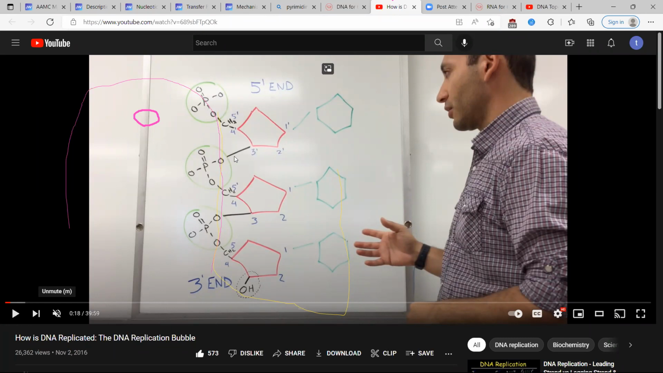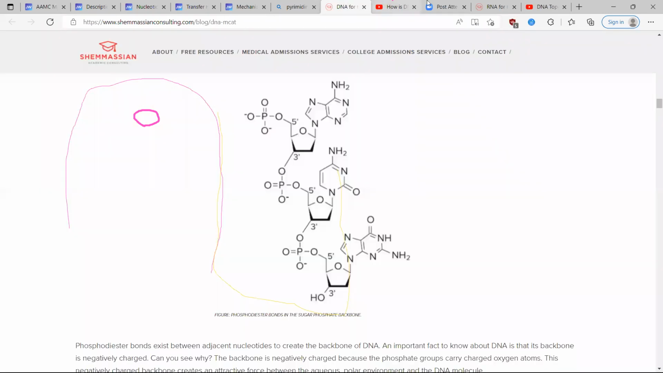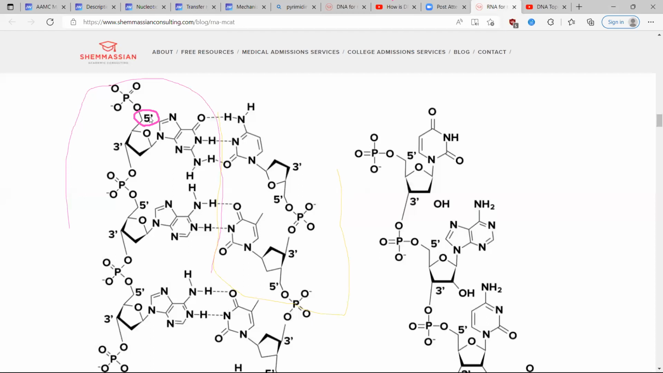You don't see the OH group here because it's attached to another phosphate. So the 3' hydroxyl, the OH group, attaches to the phosphate connected to the 5' end of the next nucleotide. So to show you that over here, we see that this is the 5' end, and look at how the last part on this strand is a 5' end. The top of this strand is a 5'. So therefore, this part is a 5' end, whereas we see that the top part here is a 3' end.